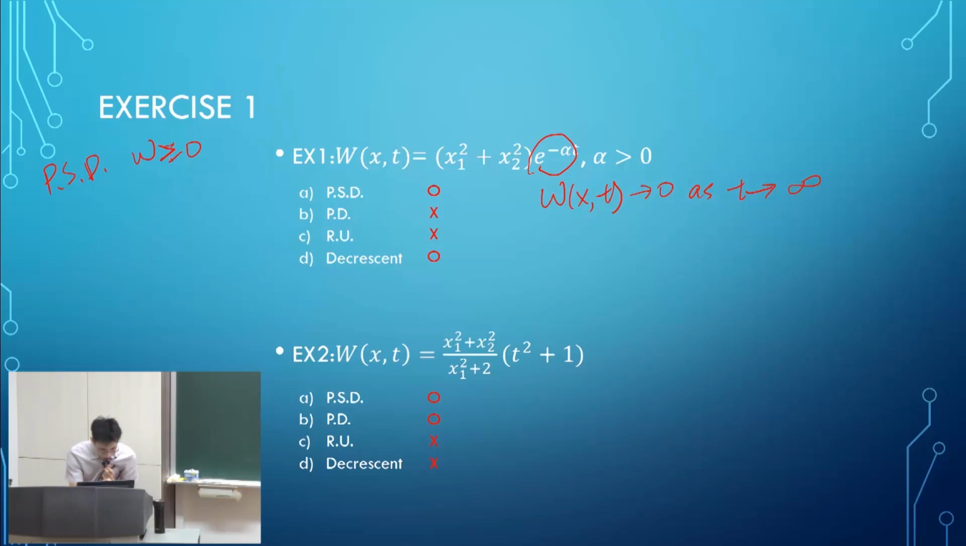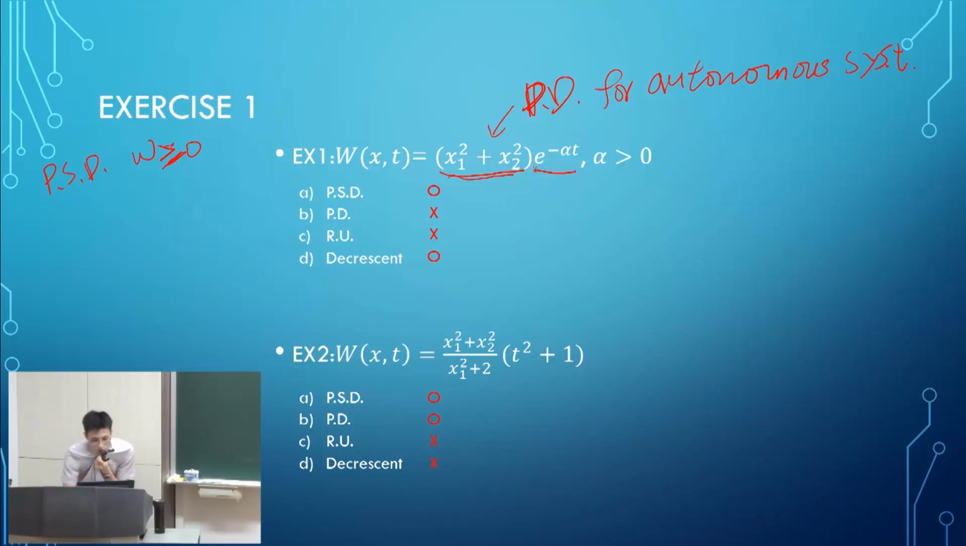And how about PD? There's an equal sign here, and it's equal to 0 no matter what x1, x2 is as t goes to infinity. Or again, you can check this by dividing into two procedures. One is to check this part, and another is to check the second part. The first part is PD for autonomous systems. And when you multiply this, the second part can go to 0 as t goes to infinity, so it's PSD but not PD.